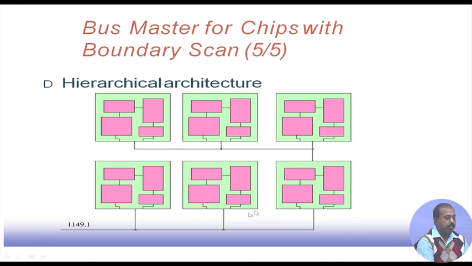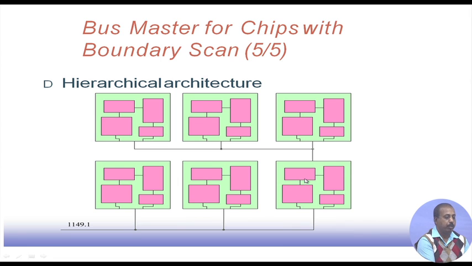So these devices are at the first level, then these chips are at the second level of the hierarchy. So this hierarchical architecture can also be used. It depends on the type of application that we have. If the set of commands required for testing this set of chips is less and less complex compared to the first one, then maybe this may be a possibility.